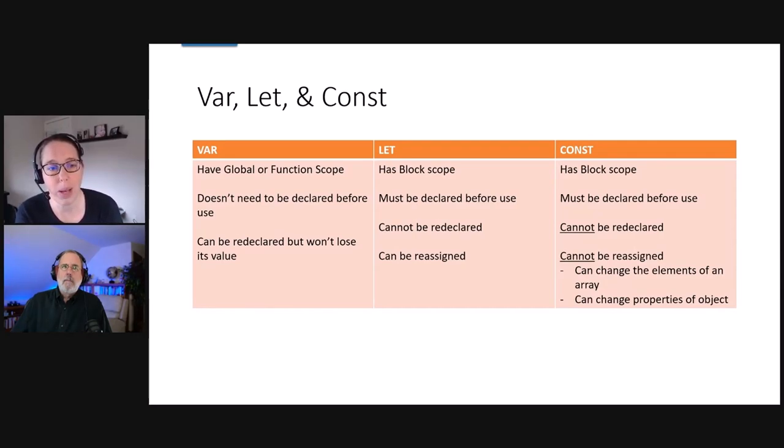What's interesting about const is that it can't be reassigned, but the items within it, depending on what it is, can be changed. So if you've declared a const variable that's an array, then you can change the elements inside of the array. And the same with objects. If the const variable that you defined is an object of some sort, you can change the properties inside of the object. That kind of makes sense.